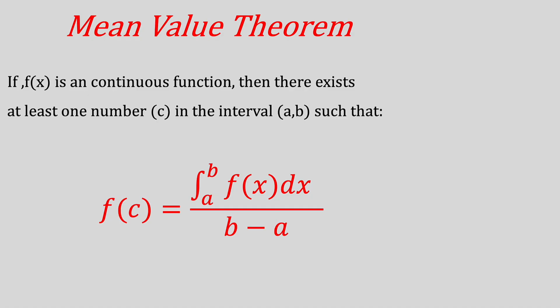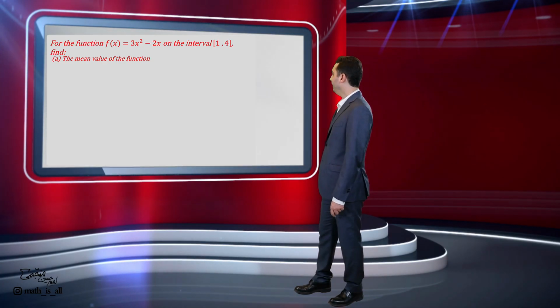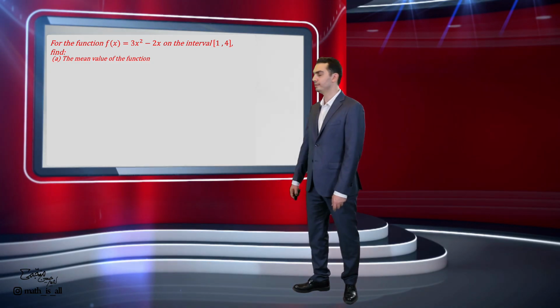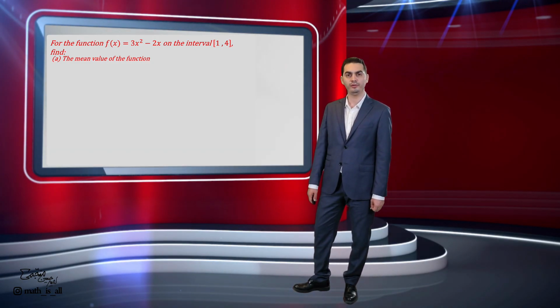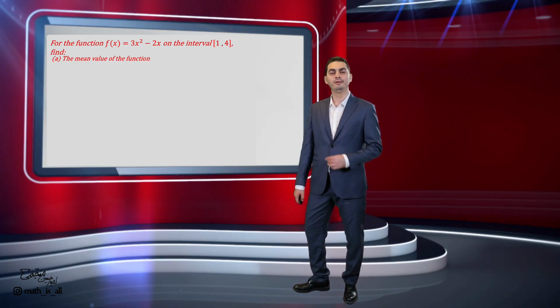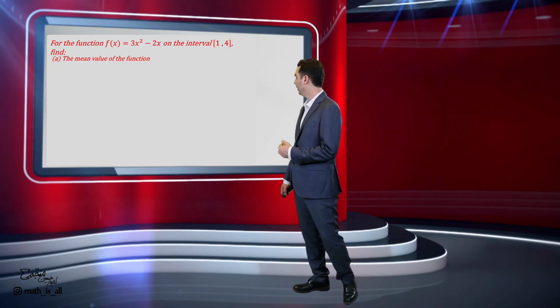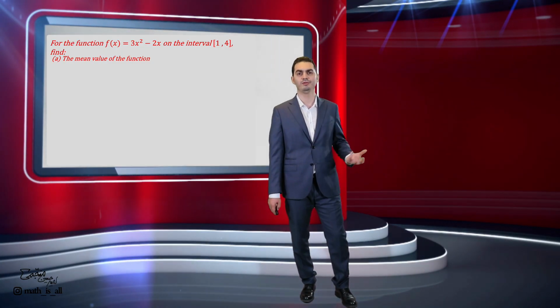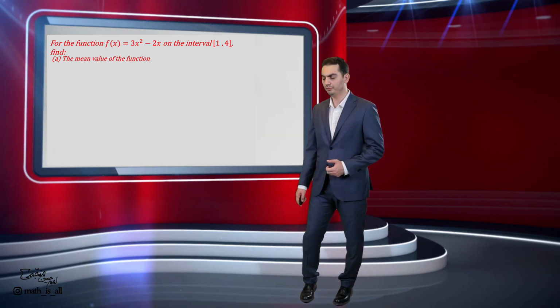Let's solve an example. Consider the function f of x equals 3x squared minus 2x on the interval from 1 to 4. So we are given a function on the interval from 1 to 4. What is it asking for? Part A asks for the average value. It asks, what is the average value of this function? Okay, this is very straightforward.